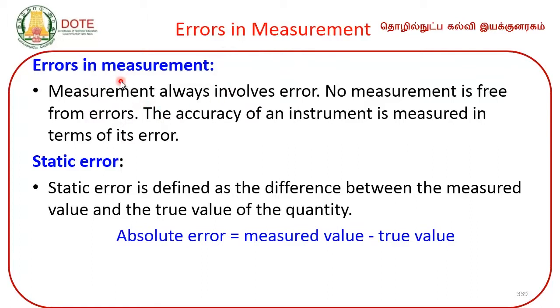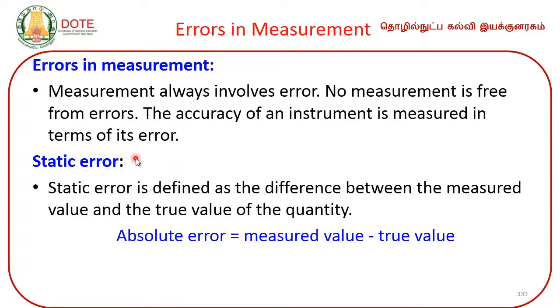Now what are errors in instrument measurement? The measurement always involves error, right? So no measurement is free from errors. The accuracy of the instrument is measured in terms of its error only. Most often the accuracy of the instrument is measured in terms of error. If no error, then the accuracy is 100%, but no practical instrument is such.